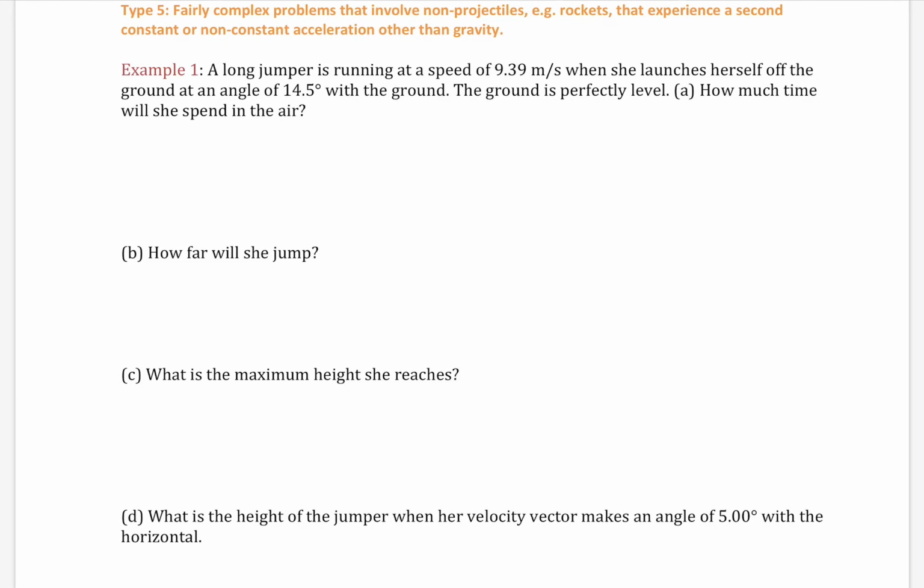A long jumper is running at a speed of 9.39 meters per second when she launches herself off the ground at an angle of 14.5 degrees, so low angle, with the ground. The ground is perfectly level. How much time will she spend in the air?